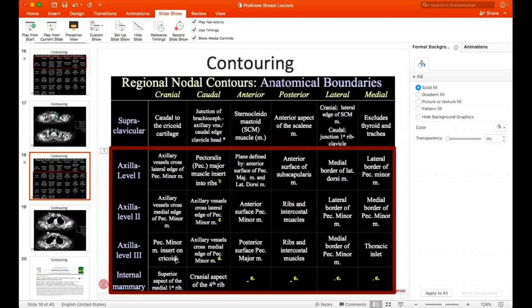So I find where the pectoralis minor inserts onto the coracoid process. And then I start at that level and I contour the axillary level 3 so that it stops where the axillary vessels cross the medial edge of the pectoralis minor muscle.